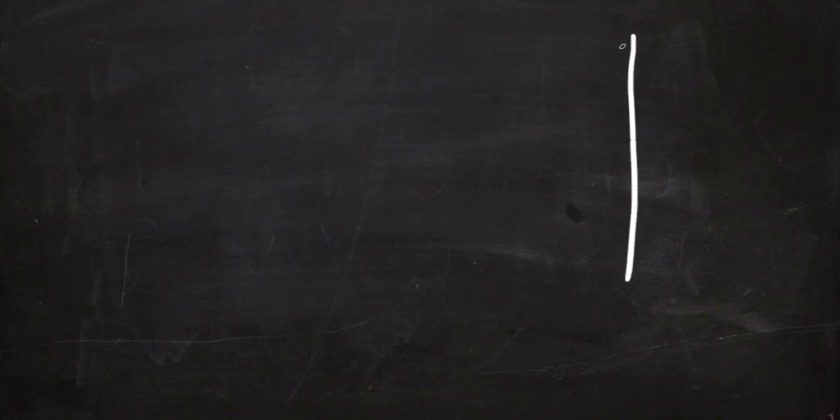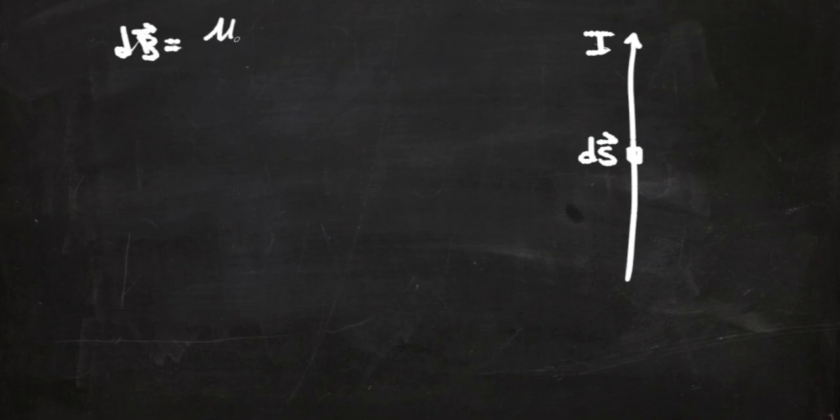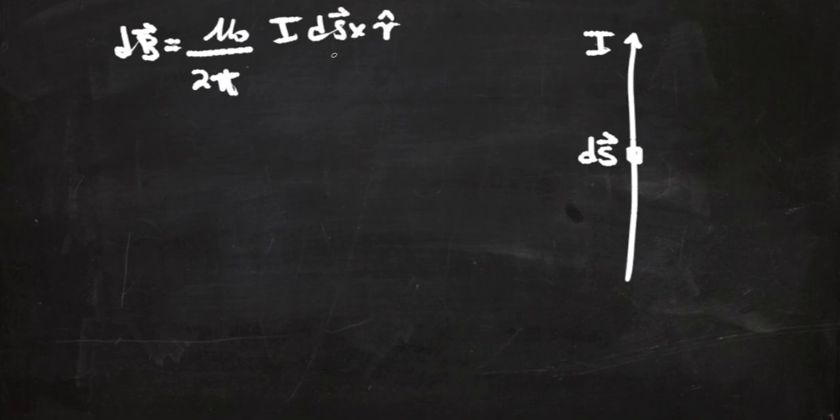So if we picture some current-carrying wire and some differential bit along that wire, some infinitesimally small piece, then the magnetic field due to that little current-carrying piece is given by the Biot-Savart law. At some distance r away.